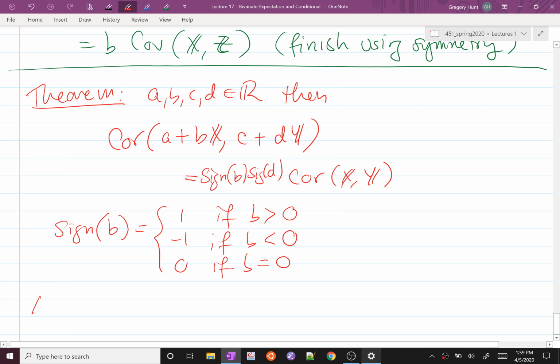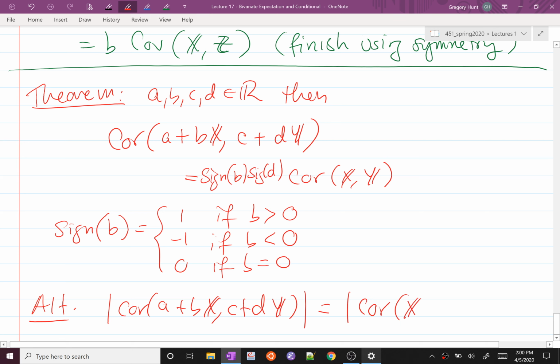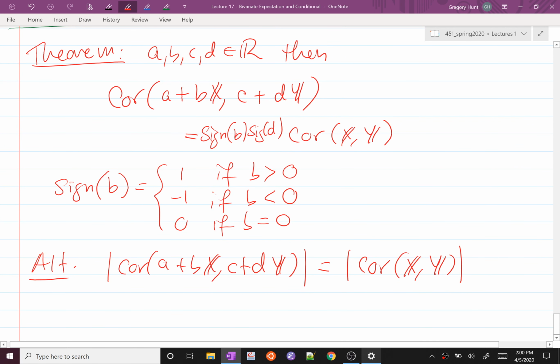The other way of writing this is that we look at the absolute value of the correlation of A plus BX and C plus DY. That is exactly the same as the absolute value of the correlation of X and Y. Right? So correlation doesn't care about addition, say A or C. It doesn't care about scaling either. Right? The whole point of correlation is to not have the metric depend on the scale. So it's not going to care about B or D either. You only care about them up to a sign.